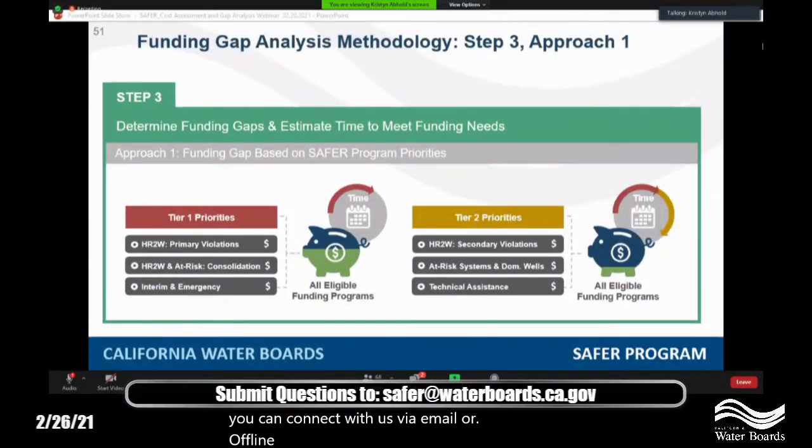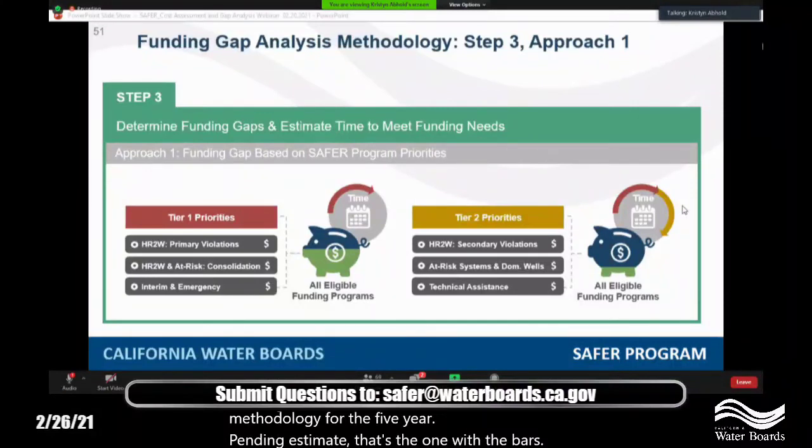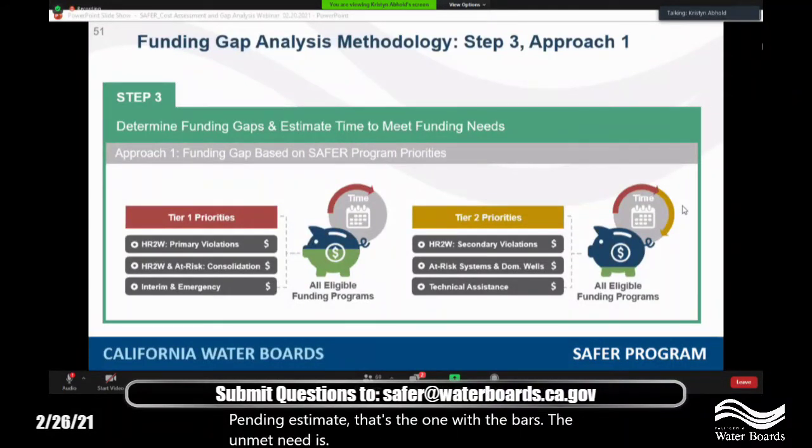Okay, we have a question in from Emily. She says, I realize we're still analyzing the gaps and have a number of challenges in understanding the data, but I'm trying to understand what some of this means in dollars. In the slide titled methodology for the 5-year funding estimate, the one with the bars, the unmet need is highlighted, but it doesn't state approximate numbers. Can you provide those estimates in dollars in addition to the bar chart?